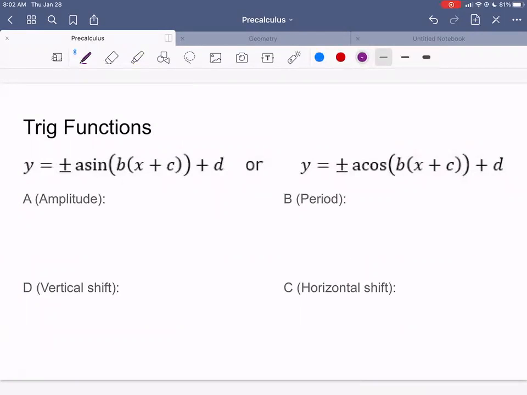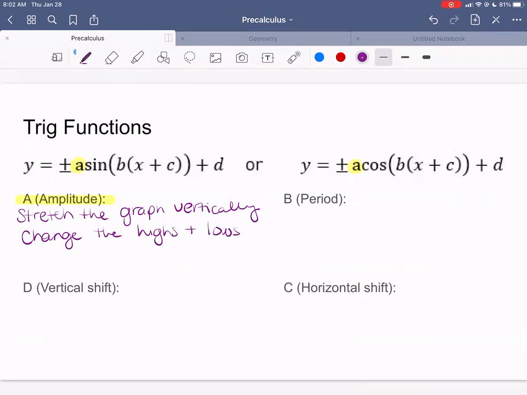Now we've got some different functions that are happening with our equations. The a value on both sine and cosine represents something called the amplitude. What the amplitude does is stretch our graph vertically. What that means is it's going to change where our highs and lows happen. So the x value will stay the same, but the y value is going to change depending on what a is. And we'll take a look at how that's going to change.